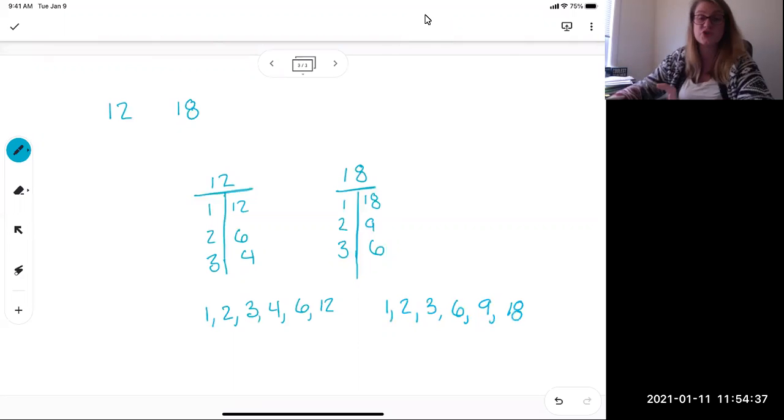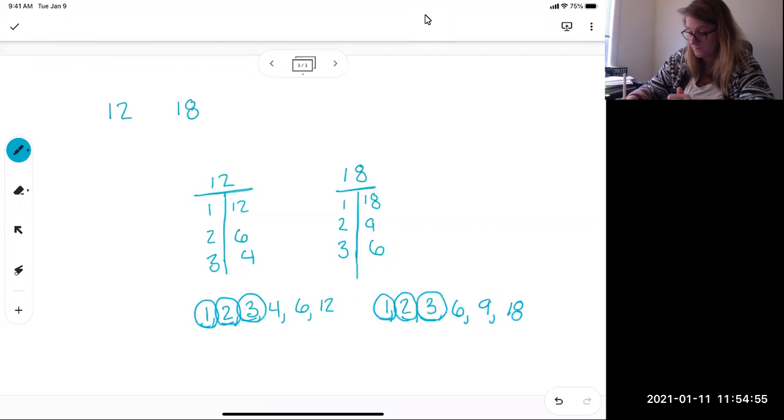Okay, so we're going to circle all of our factors that we have in common. What are the factors that we have in common? 1, 2, 3, not 4, 6, not 9, or 12, or 18.